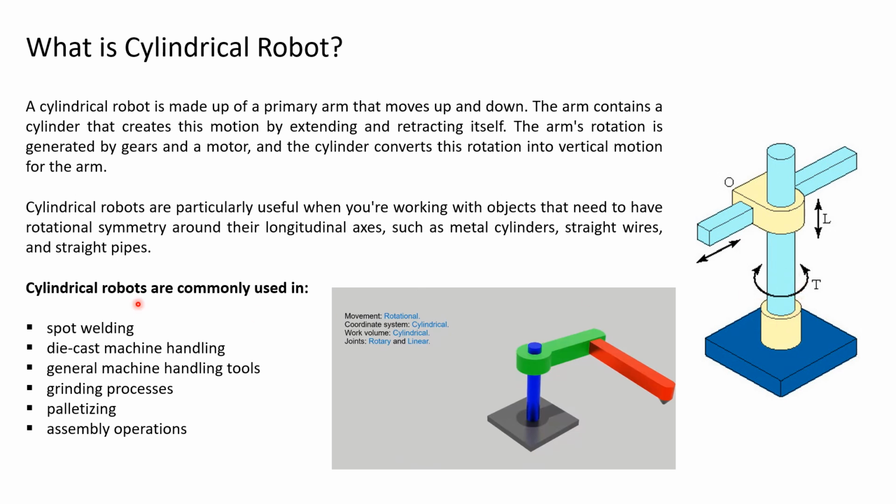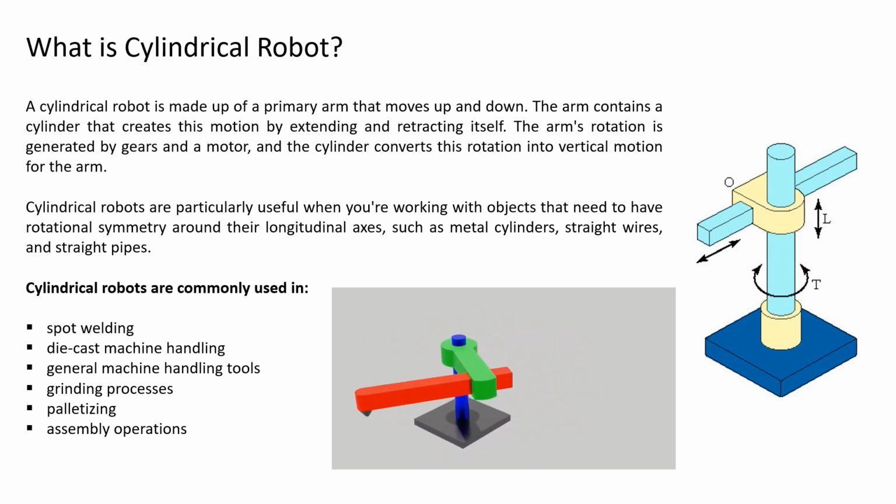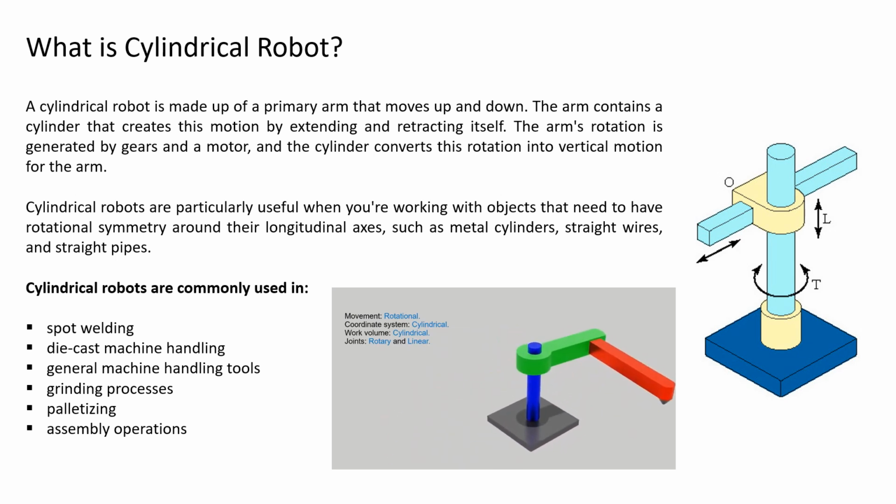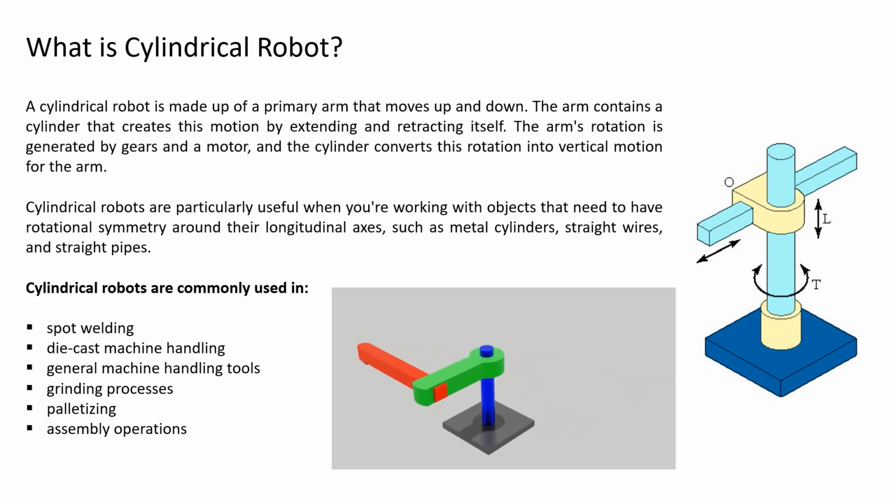So the cylindrical robots are commonly used in, let's say, spot welding, die casting, palletizing, and they are having different kinds of applications. So here you can see how it is having the motion up and down. It is moving, it is rotating, and this is moving in and out. So this movement is rotational, then the coordinate system is cylindrical. That's how it is called a cylindrical robot. Then the work volume, we will see the joints it is having are rotary and linear joints.